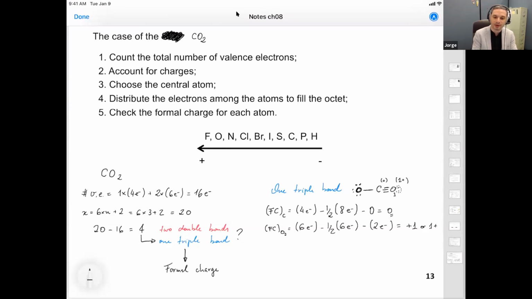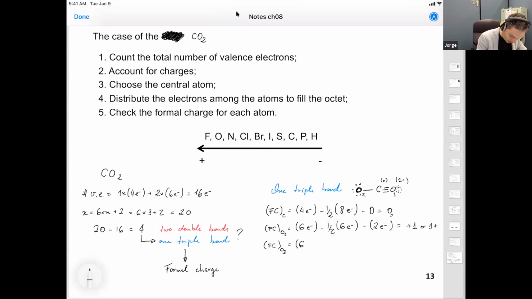So that tells us that something is wrong with this structure. I'm going to calculate the formal charge of the other oxygen just to confirm that something's wrong, and then we will confirm that this structure is not the best, and we have to move on to the second option. So let's just calculate the formal charge for oxygen number 2, just to confirm that we have problems here.